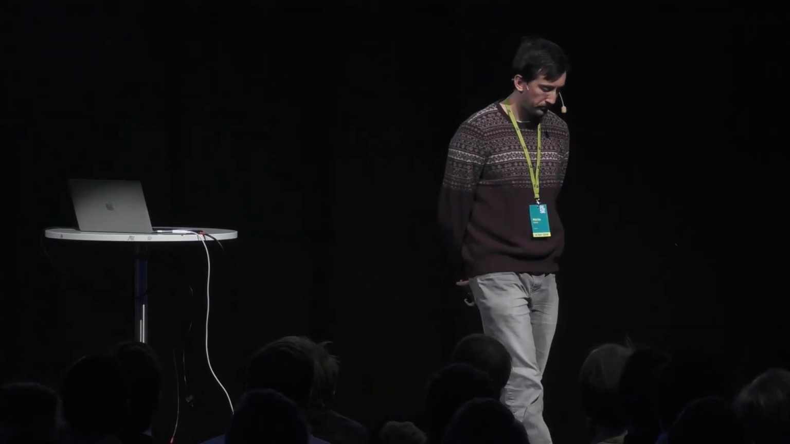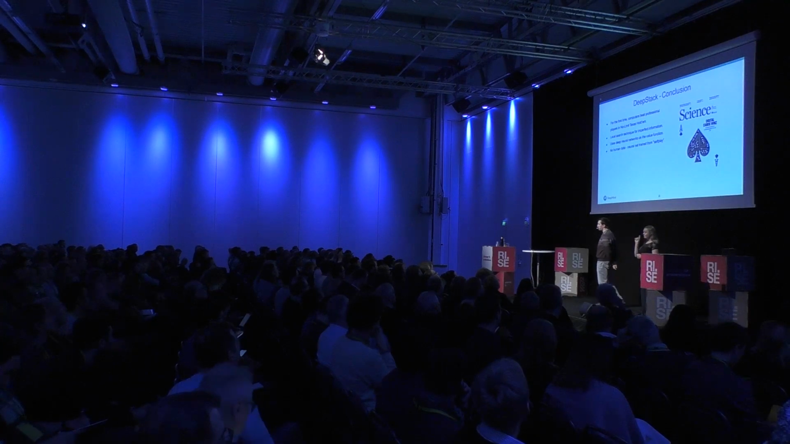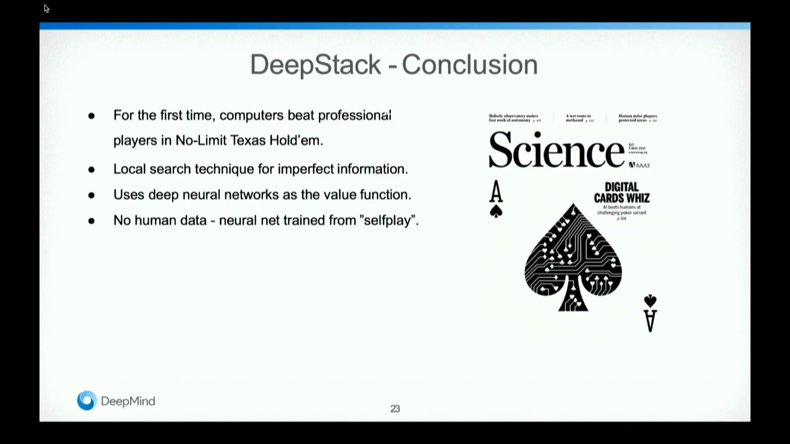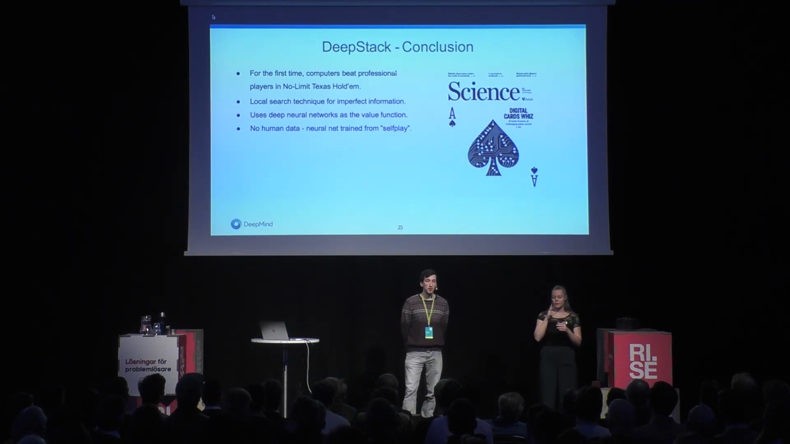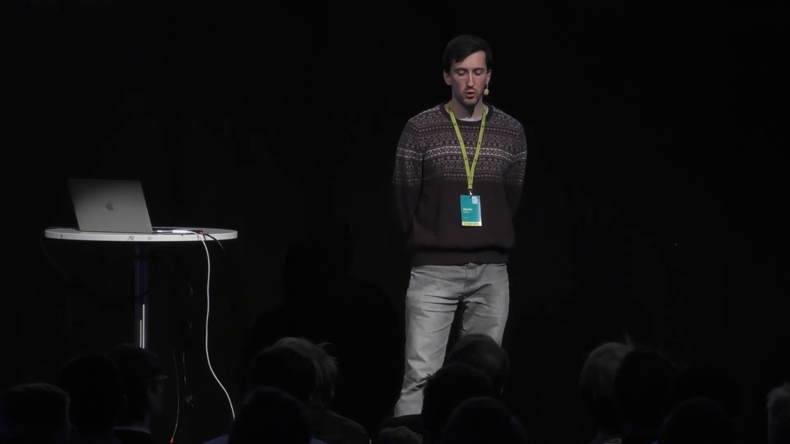Okay, perfect. So to conclude, what is DeepStack? DeepStack is the first computer AI to beat professional humans in poker. Crucially, it's not just what we did, but also how we did it. It's the idea of bringing local search techniques to imperfect information games. We use deep neural networks as a value function that evaluates these states in imperfect information settings. We used no human data for training the neural networks. All the data was generated from some version of self-play, if you want to call it that.